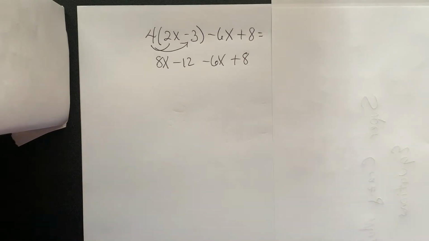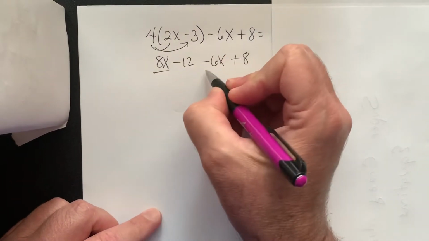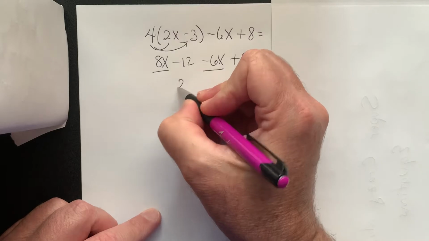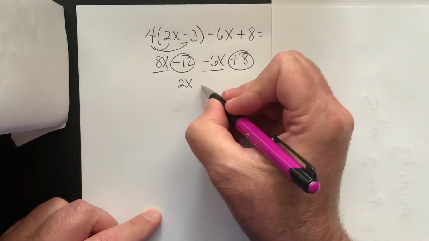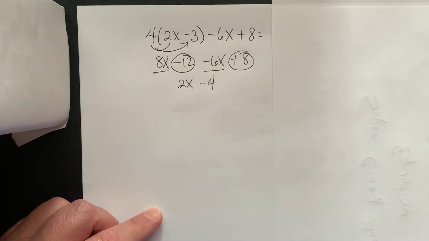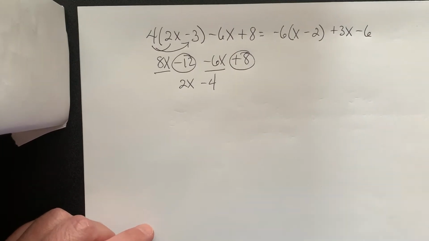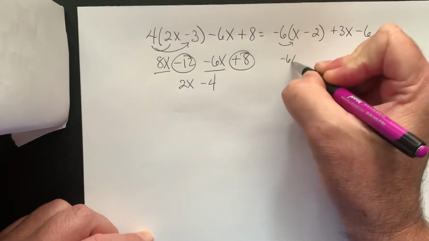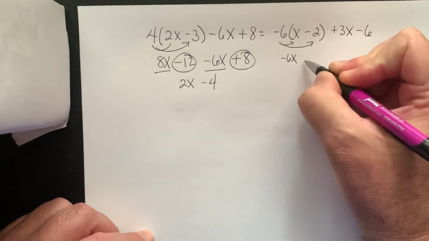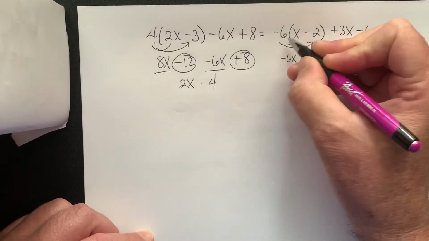Next step, combine like terms. These two guys can go together. That's going to be 2x. These are just numbers. -12 plus 8. -4. All right. Now, after you've done that side, well, now do this side. Same thing. Distribute. -6x. Distribute. +12. All right.